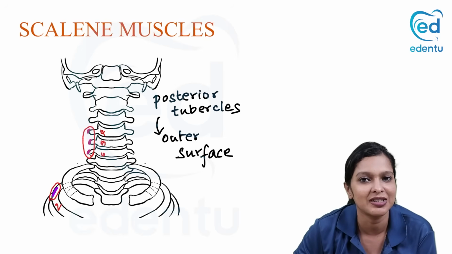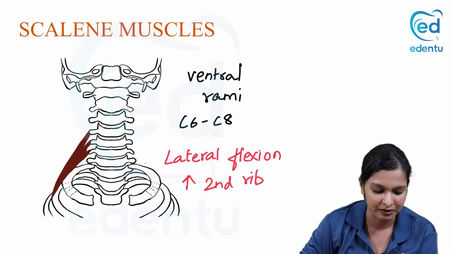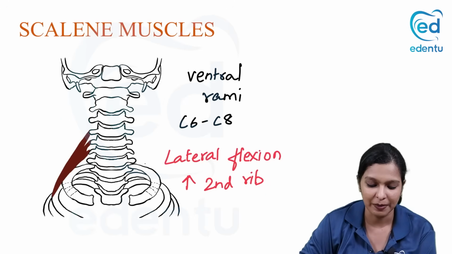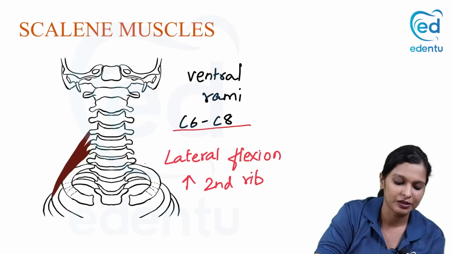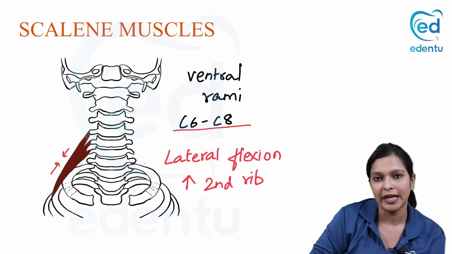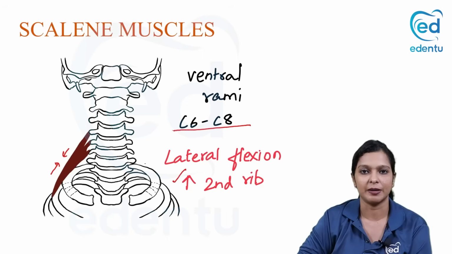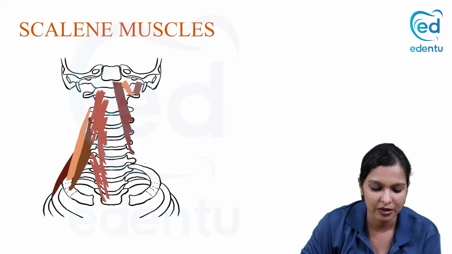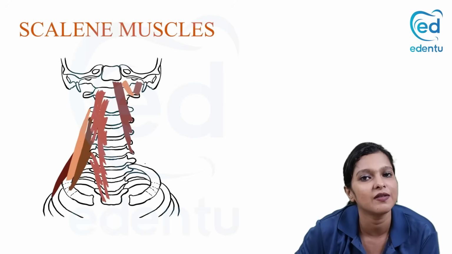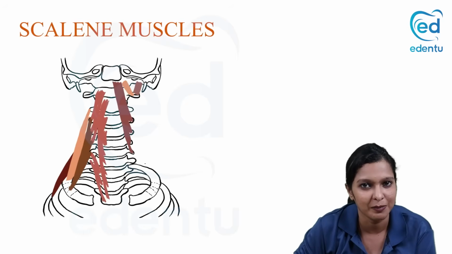The third muscle in this region is the scalenus posterior. It looks like this. The nerve supply is from the ventral rami of C6 to C8. When it contracts, it causes lateral flexion of the neck region and it elevates the second rib. This is the only muscle that is inserting into the second rib. So that's about the origin, insertion, nerve supply and action of the three muscles present in the paravertebral region.